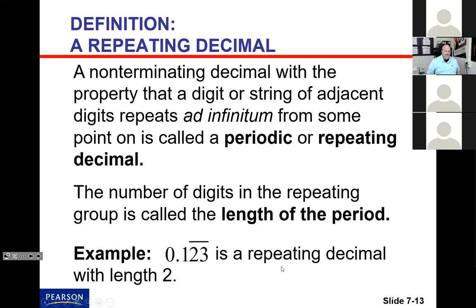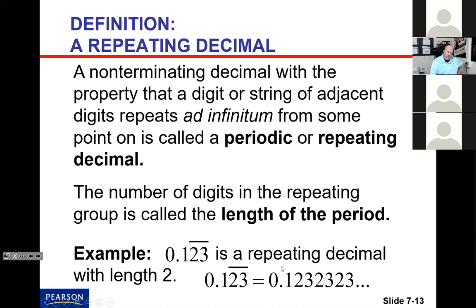So for instance, we have 0.123 is a repeating decimal with a length of 2, because if you look at the line, it's not over the 1, it's only over the 2, 3, right? So this is what the pattern would be: 0.12323232323, right? But there is a pattern there.